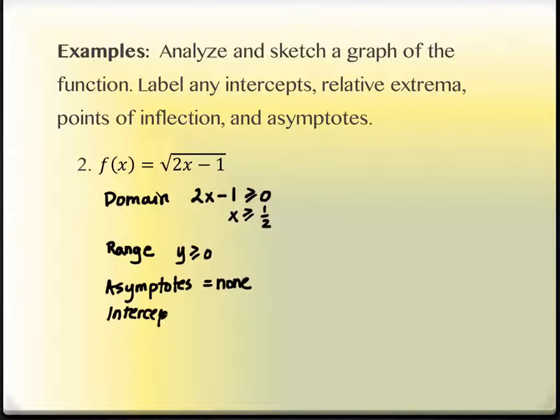Intercepts. How do I find the x-intercept? We set y equal to 0. So can y equal 0? Can I let 0 equal the square root of 2x minus 1? Sure. What would x have to equal to make that happen?